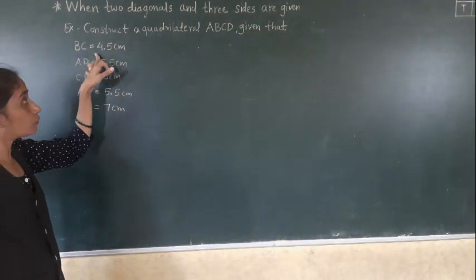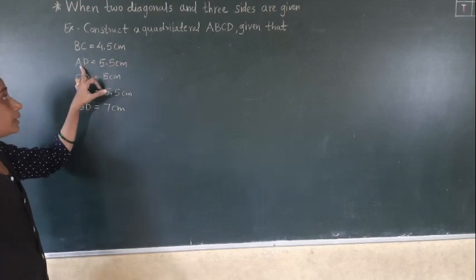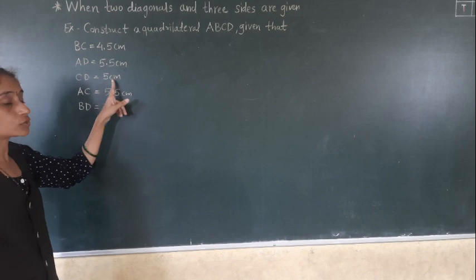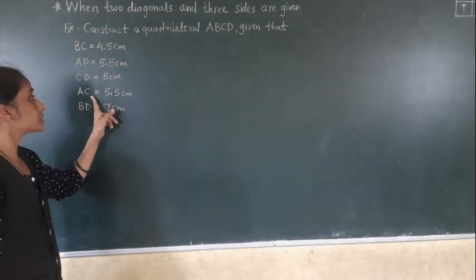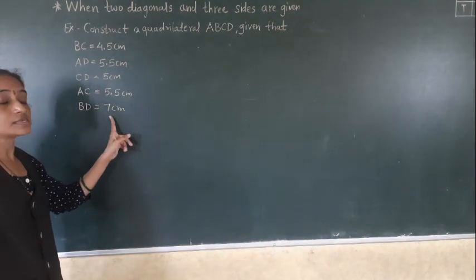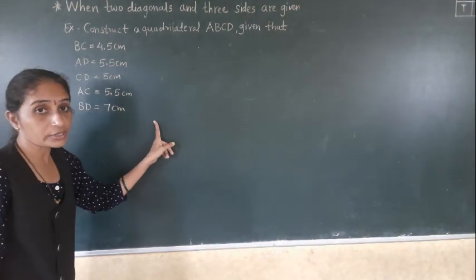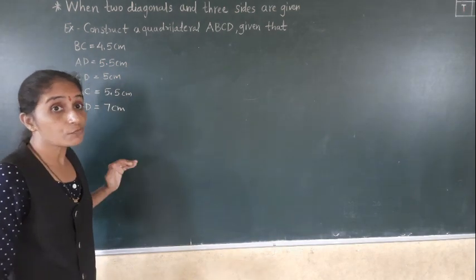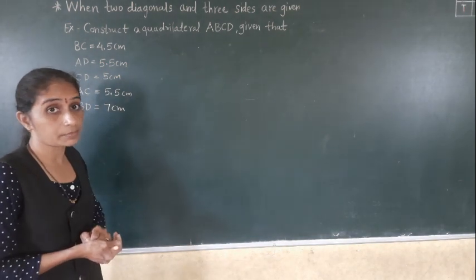BC is given 4.5 centimeter, AD is given 5.5 centimeter, CD is equal to 5 centimeter, AC is equal to 5.5 centimeter and BD is 7 centimeter. Okay, so we have to construct this quadrilateral. So first, what is the first step?